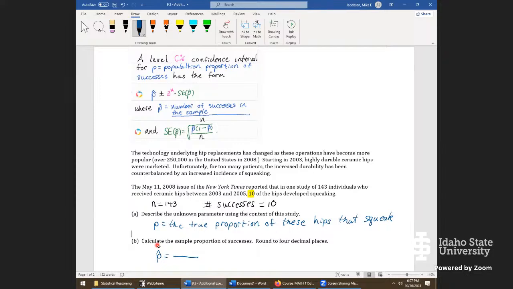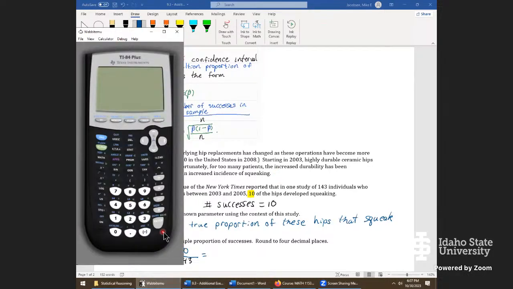It's always going to be the number of successes in the numerator, following right up here with the red dot. So we identified 10 successes, that was 10 hips that began squeaking. Divide by a sample size n, that's the value right here. But we also indicated 143. And so that's our sample proportion of successes so far. We just put it in a calculator and rounded this one to 4 decimal places.